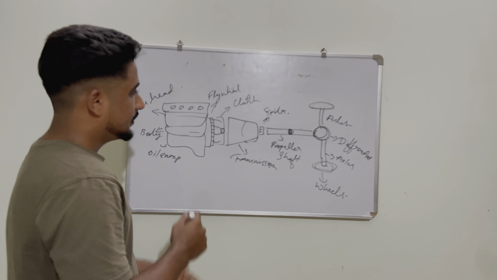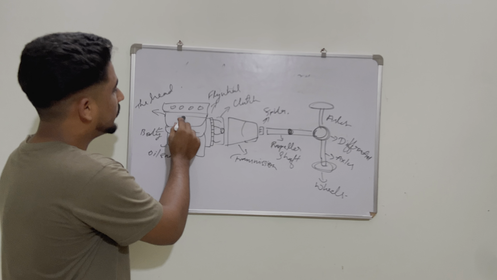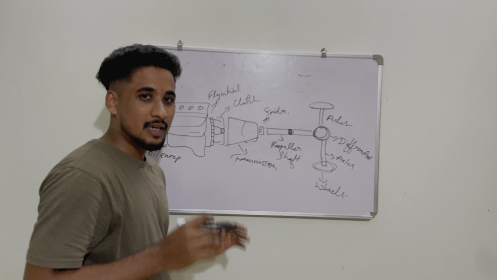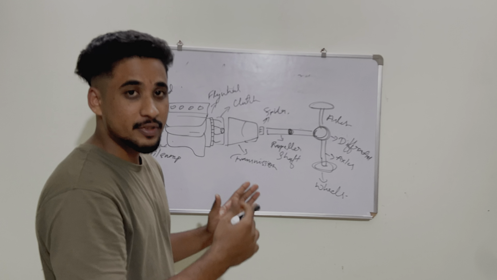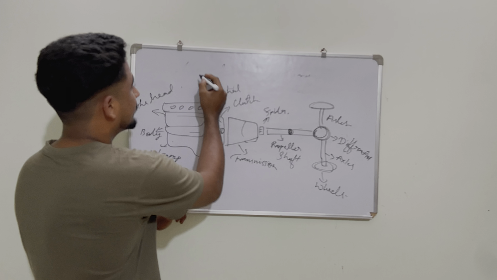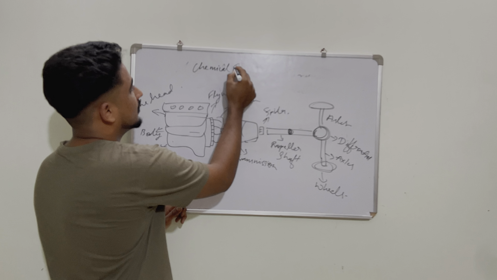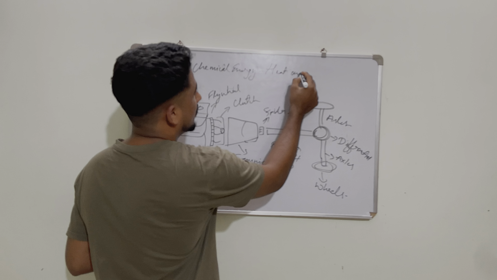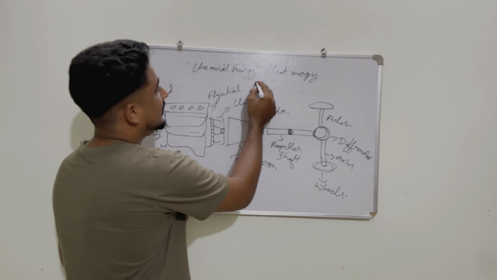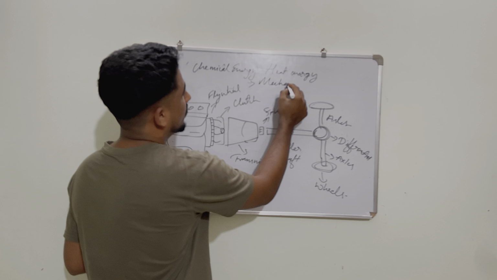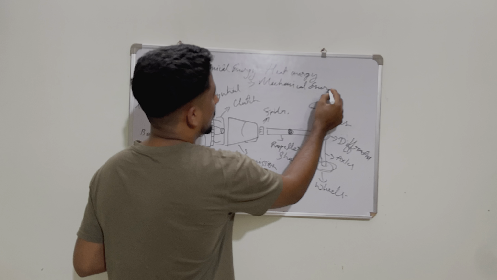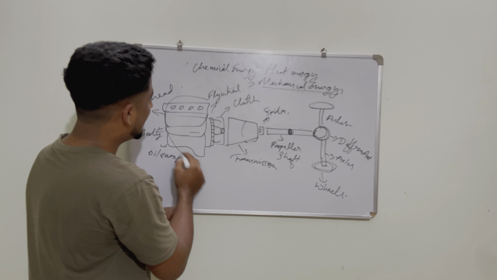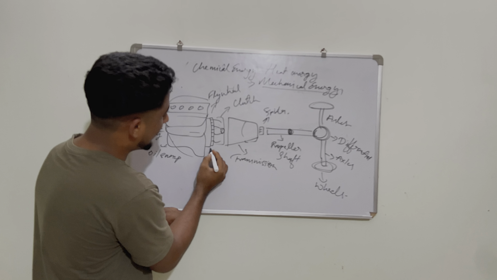So basically, what happens in this? The engine produces some energy. What is an engine? An engine is a simple device which transforms chemical energy into heat energy. Then further the heat energy is converted into mechanical energy. So from the engine, the mechanical energy directly goes to the flywheel.